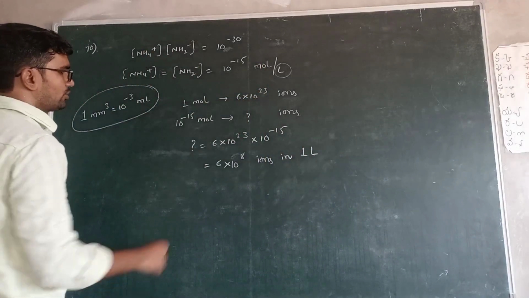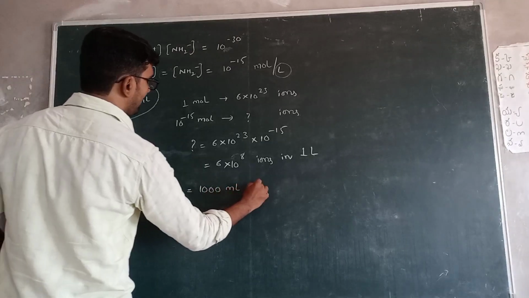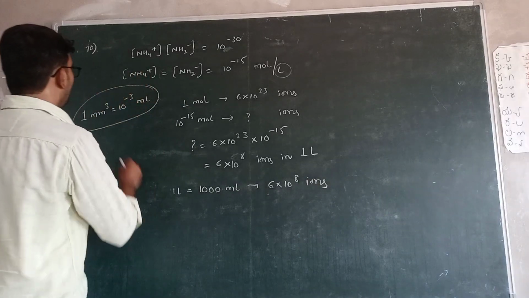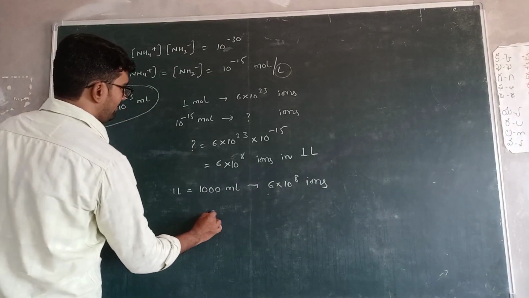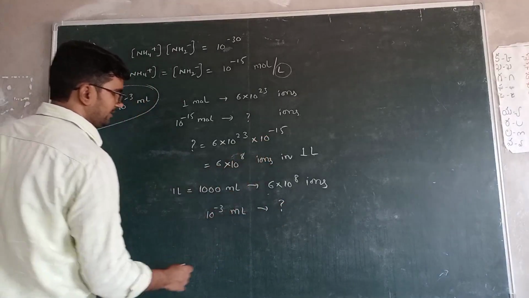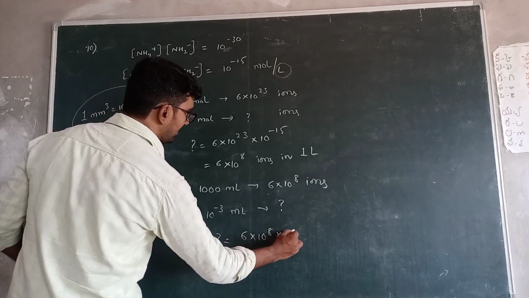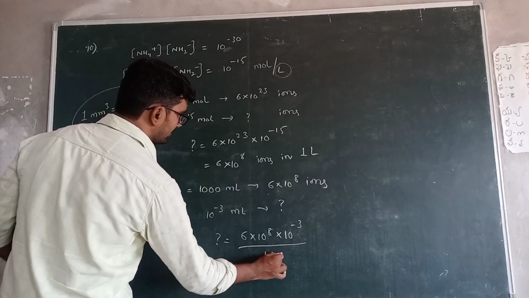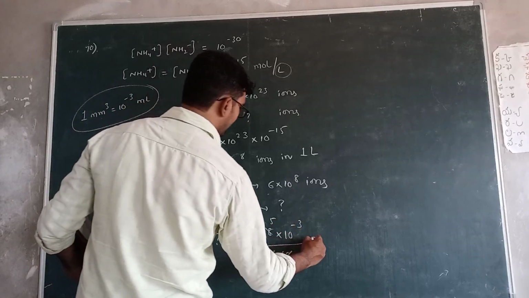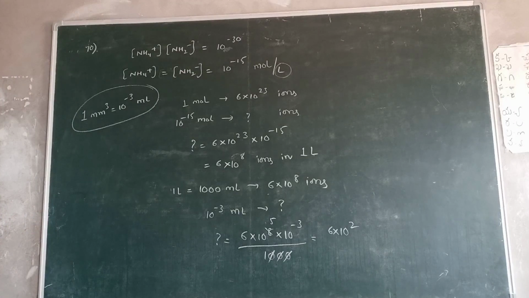1 liter is equal to 1000 ml. 1000 ml contains 6 into 10 to the power of 8 amide ions. But for 1 millimeter cube, that is 10 to the power of minus 3 milliliters, how many ions? Cross multiplication. Question mark is equal to 6 into 10 to the power of 8 into 10 to the power of minus 3 by 1000. 1000 is 10 to the power of 3. 8 minus 3 is 5, 5 minus 3 is 2. So 6 into 10 to the power of 2. Okay?